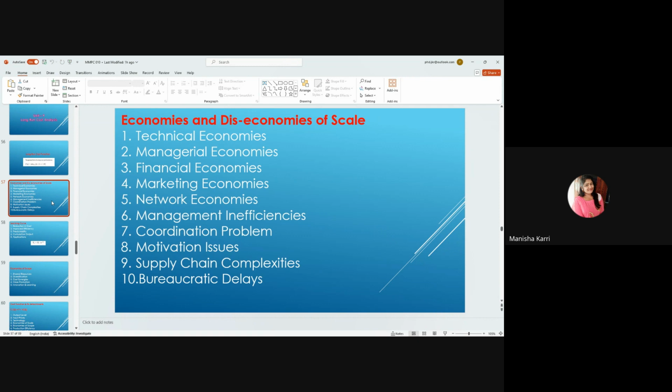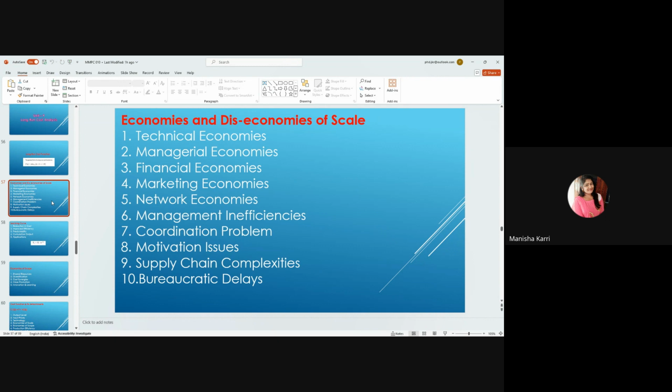Examples of these economies of scale include, as you can see on the screen, technical economies, which use advanced technology and machinery more efficiently. Managerial economies mean better utilization of managerial expertise and administrative resources. Financial economies give access to cheaper capital or loans due to increased creditworthiness. And marketing economies spread advertisement and promotional costs over a larger output.